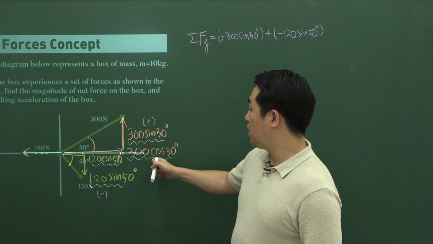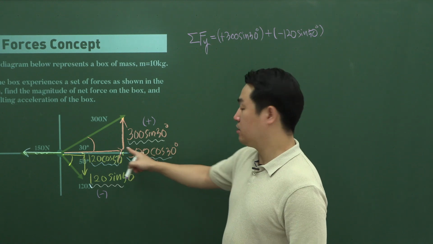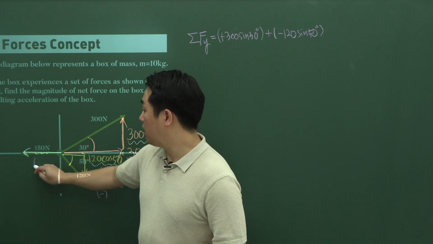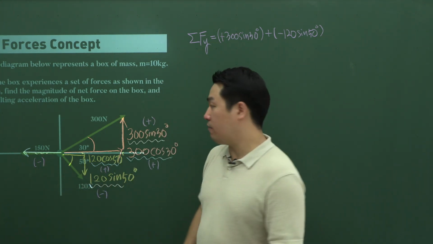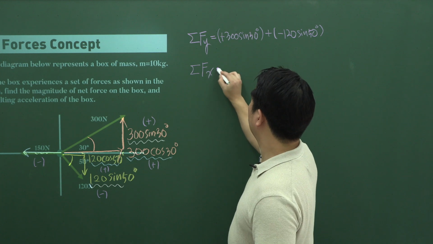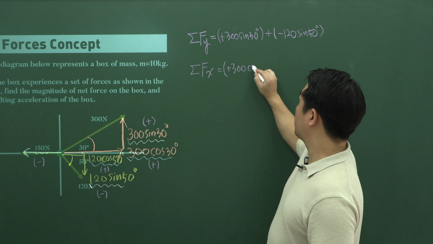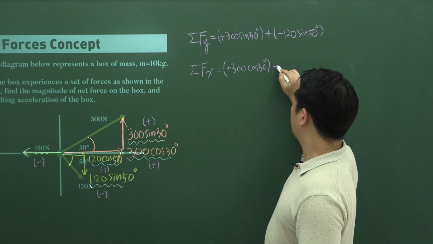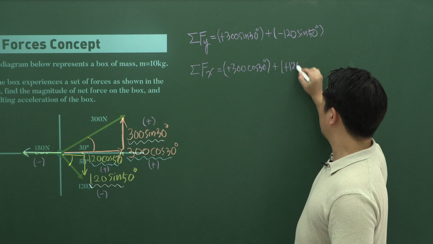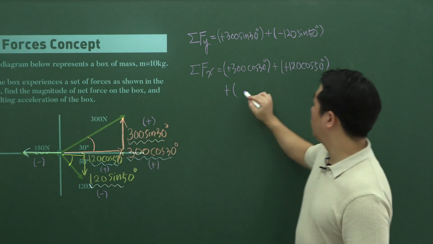Now, calculating the net force in the x direction is going to involve three different forces. One, taking the positive sign because it's directed to the right, and another taking the positive sign because it's also directed to the right, and one taking the negative sign because it's directed to the left. Now, let's find the sum of these forces. It's going to look like 300 cosine 30 plus 120 cosine 50 and then plus negative 150.